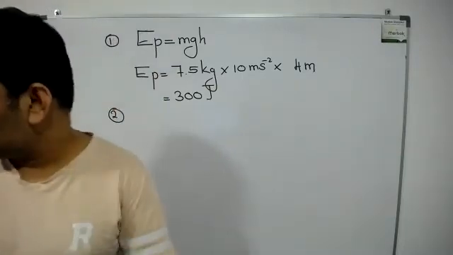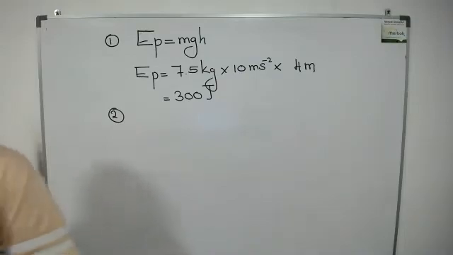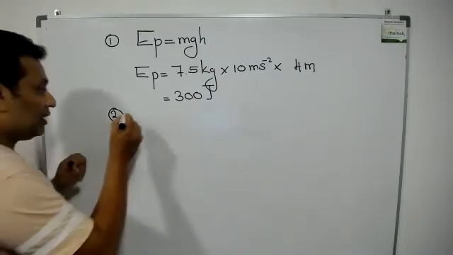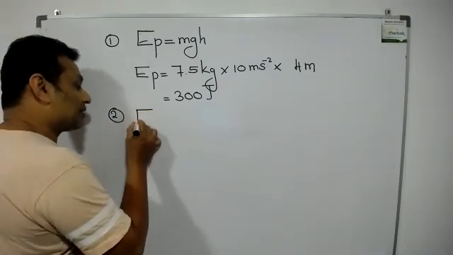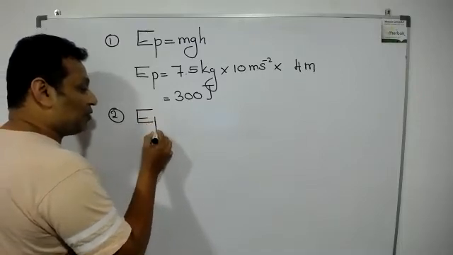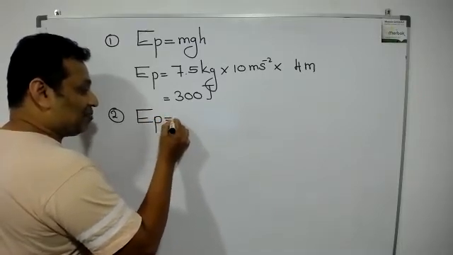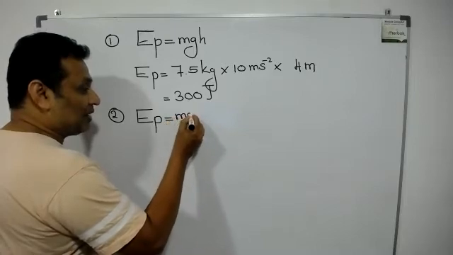Right. Second question, a fruit. Here also you have to write this formula once again. EP equals to mgh.